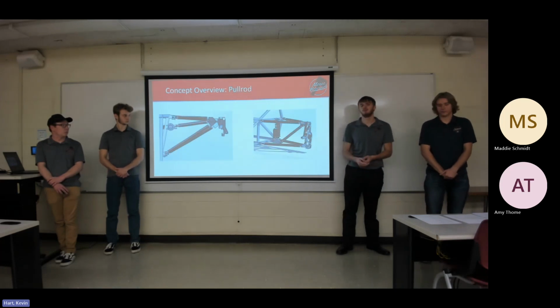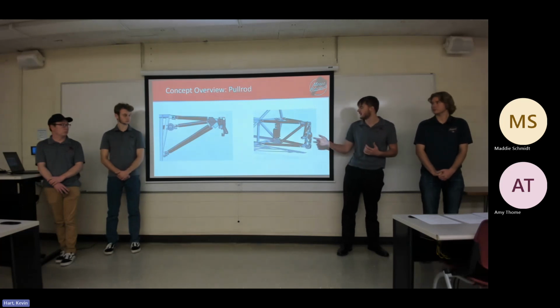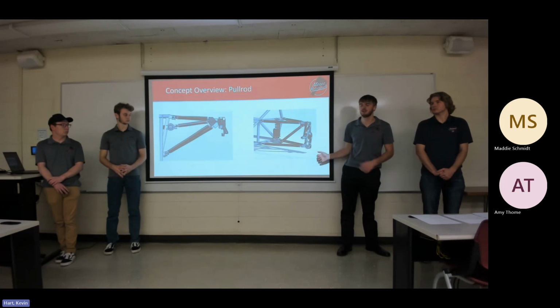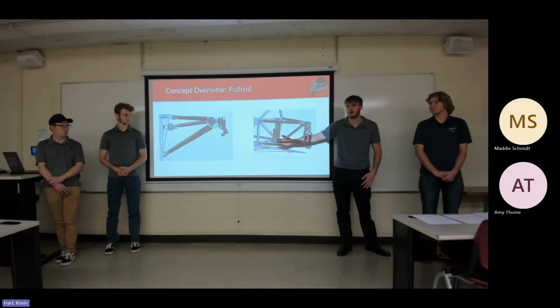So the last concept that we decided to evaluate was a pull rod suspension design, which is very similar to the cantilevered push rod, except instead you're mounted to the top bar and pulling down here. So when your wheel heaves up in your motion, you're able to compress your shock with a second class lever bell crank on the bottom.